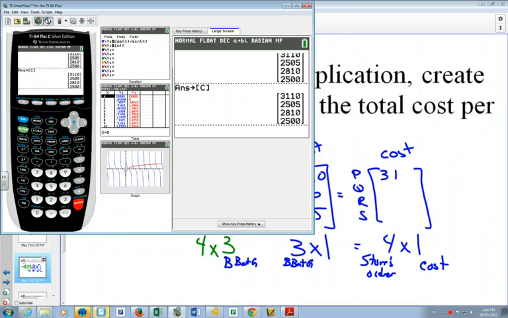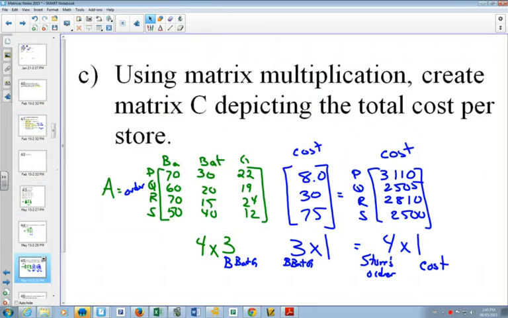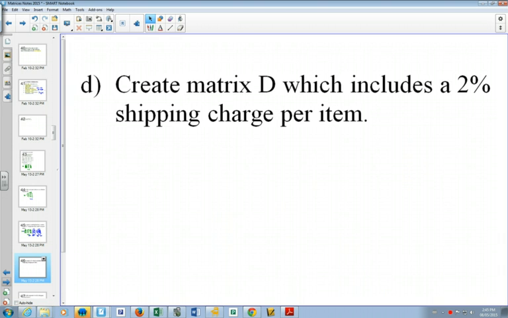So we got 3110, 2505, 2810, and 2500. And we stored that as matrix C. So that might help us later because we might be asked to do other things for each of these stores, as in part D, matrix D, which includes a 2% shipping charge.